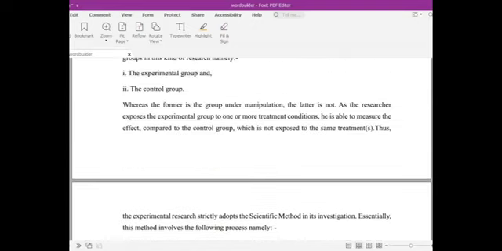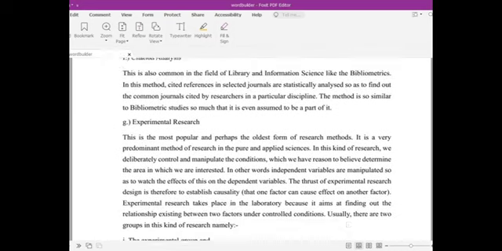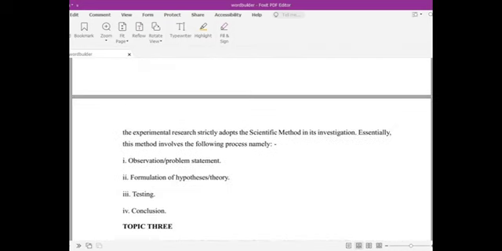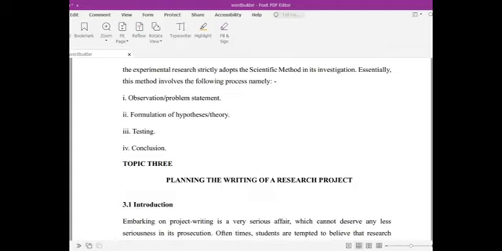So that is it for topic 2. The next class we are going to enter topic 3, which is planning the writing of a research project.